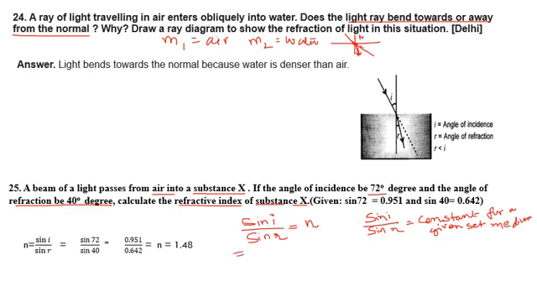So let's substitute the values. Sin i is 72, so sin 72 degrees upon sin 40 degrees, right? So we have to find out the value of sin 72 and sin 40. That is 0.951 and sin 40 is 0.642. These values will be given. It is given in the question itself, sin 72, sin 40. So you just have to substitute, and when you solve this, I am getting a refractive index of 1.48.